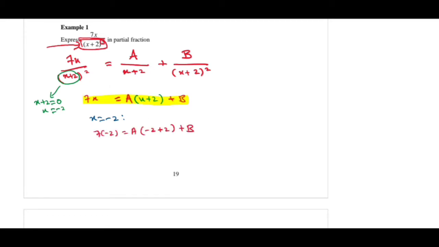Remember, one of the terms of constants must equal 0. So negative 2 plus 2 is 0, so it goes, and you're left with b. So b is equal to negative 2 times 7. You have found your b.